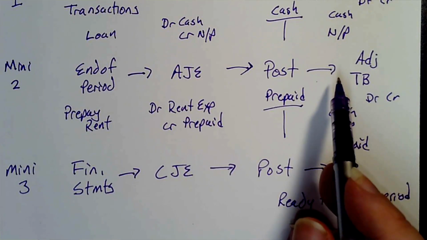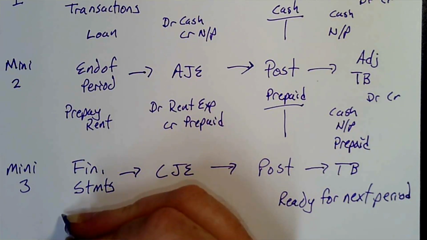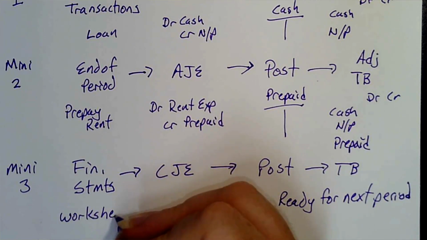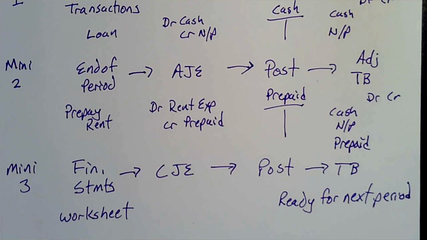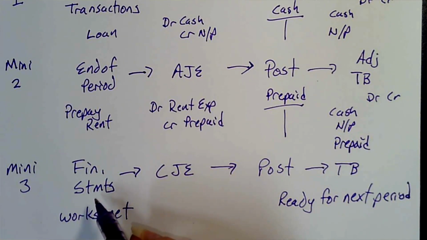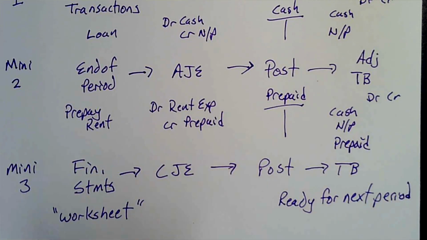Between the adjusted trial balance and the financial statements, we have something called a worksheet. It compiles all the information and makes it a little bit easier, more visible for us to figure out what we're going to do. So on the way from the adjusted trial balance to the financial statements, let's take a look at this worksheet and see how it helps us.